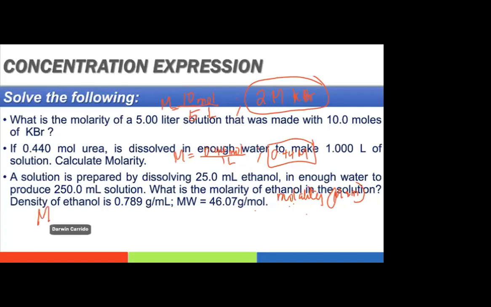This shall be your guide. Molarity is equal to moles of solute over liter of solution. And based on the values given, substitute mo lang dyan, so tama yung unit na gagamitin ninyo. People online, please try to answer also this problem.